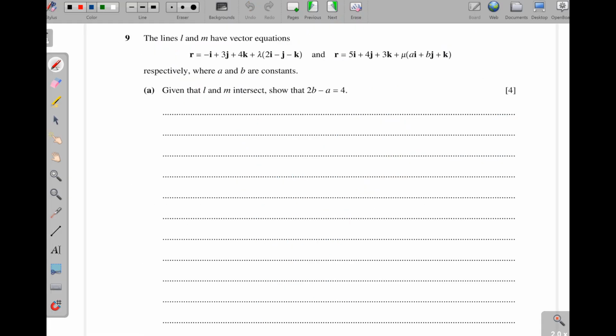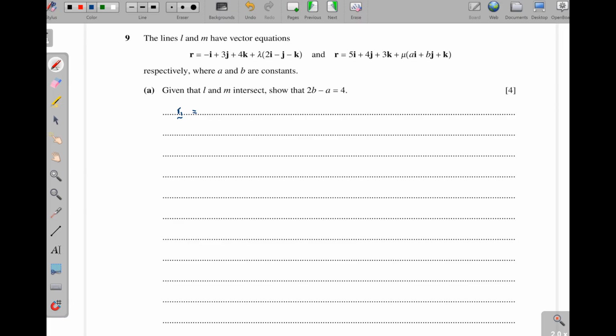Question 9 is coming from vectors. The lines L and M have vector equations, these ones here respectively, where A and B are constants. Given that L and M intersect, show that B minus A is equal to 4. So what we have to do here is to solve these two simultaneously. So we have the parametric equations.